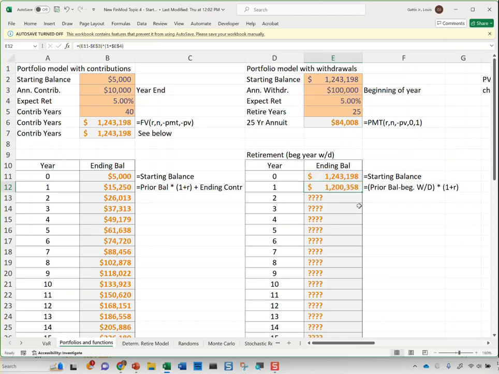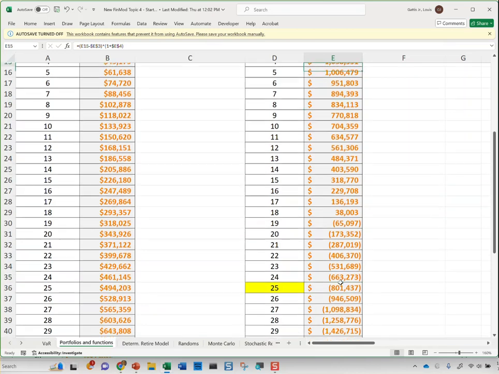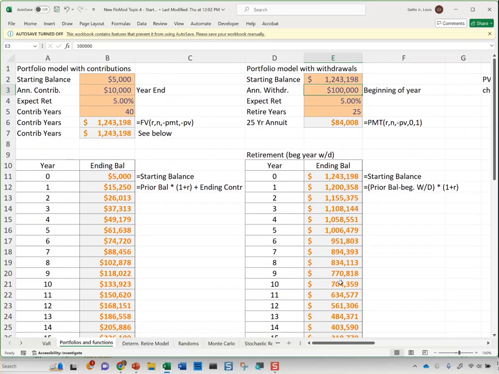Now I can copy this down. I'll just double click. And what you see is I run out of money in 19 years. Actually, 25 years from now, I have a deficit of $800,000. So the question is, how much could I withdraw to, on average, have my money last till I am 25 years into retirement?